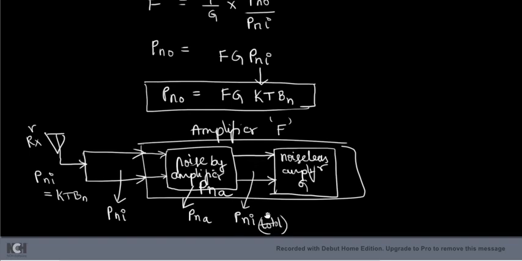This is the total noise which is entering into the noiseless amplifier with gain G. So the total noise entering the amplifier is PNI total, which is equal to the noise offered by the amplifier plus the noise coming from the receiving antenna. Correct? Now let me write the output of the noise. I can call this output PNO, which is nothing but the derived equation, FGKTBN.